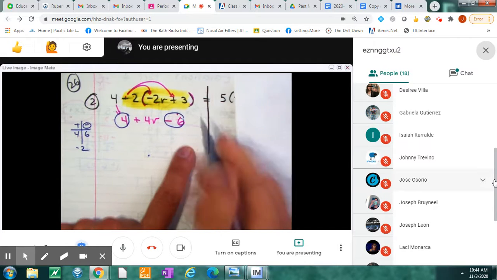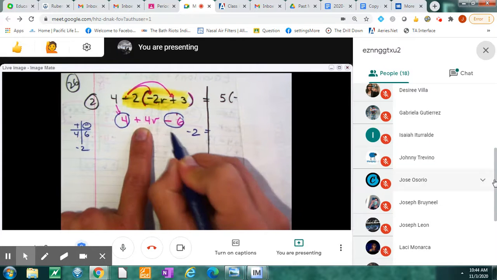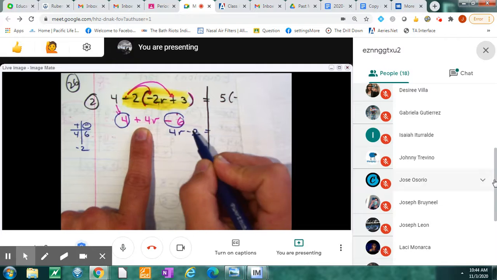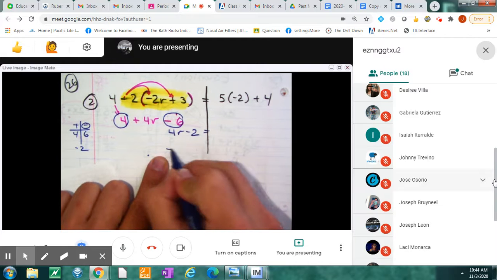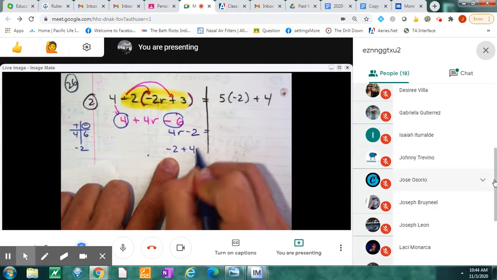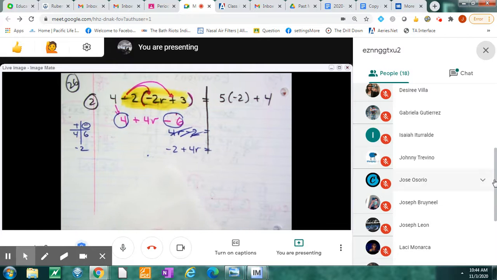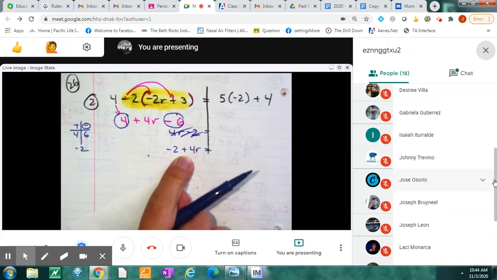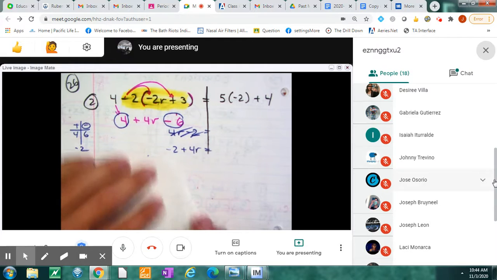Now I'm going to put it right there, -2, and then the 4r. Mister, can I put -2 plus 4r? Yeah, you could do that. That's fine. It doesn't matter. So let's stick to that. -2 plus 4r. Can I combine these two? No, no, no. No celebration. We're not done yet. Come on. We have to now go to the other side.